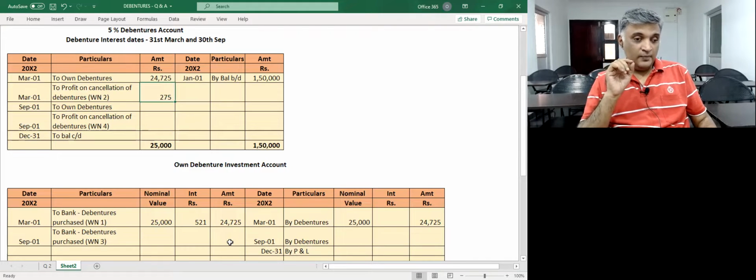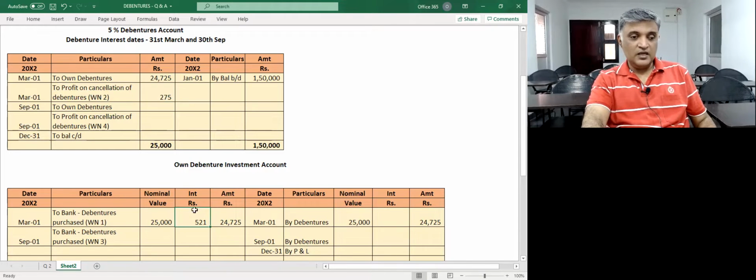Now, let me repeat. So on 1st of March X2, we are actually buying the investments from the market. So we pass the entry: own debenture investment account to bank. Nominal value is 25,000 and we are paying 24,725 excluding interest. So we will not put anything in the interest column right now. In the amount column, we put 24,725. Now we calculate the 5 months interest which is accrued. It comes to 521. This is the entry for the purchase.